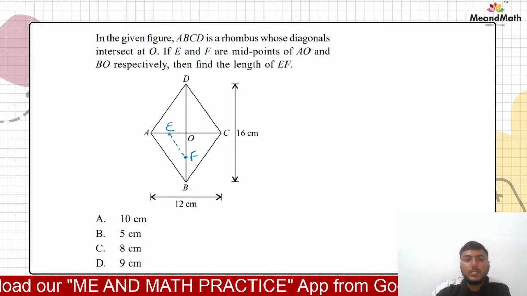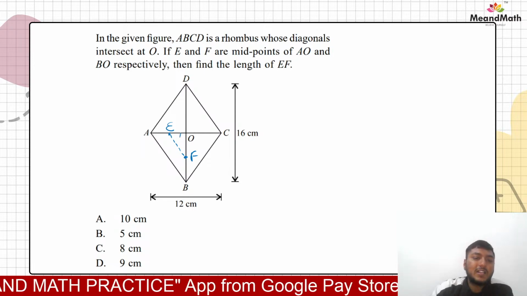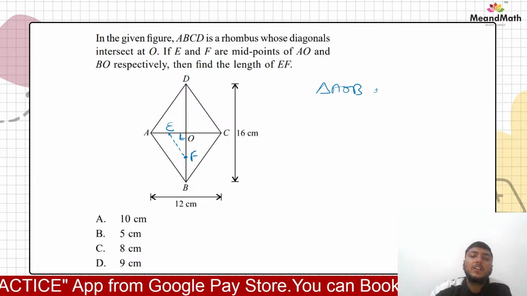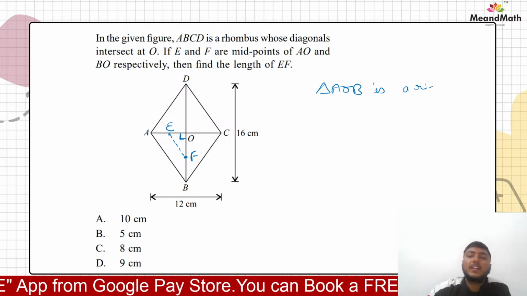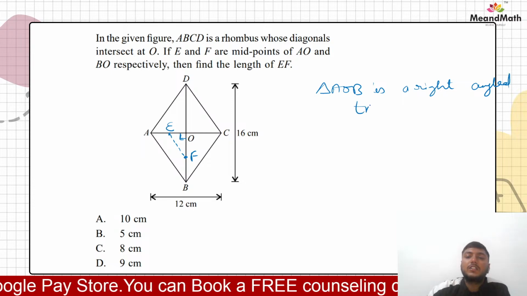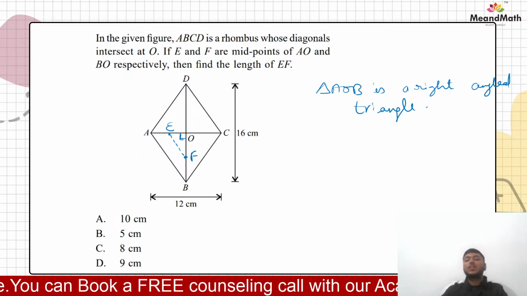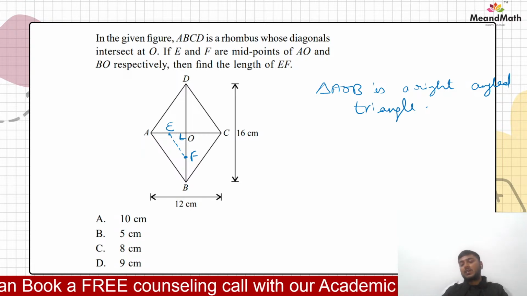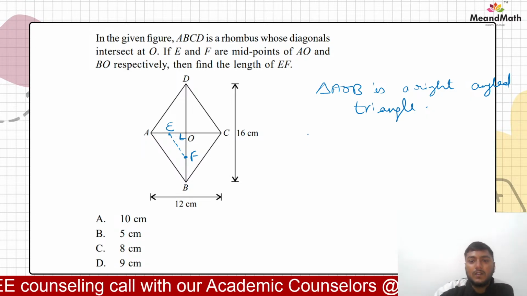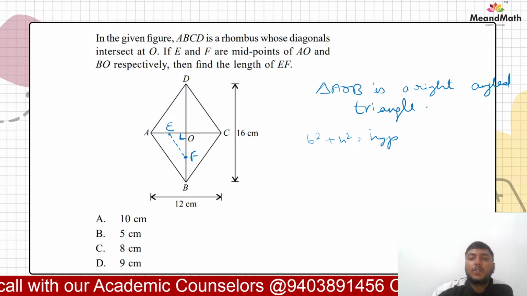So see, the diagonals of a rhombus bisect each other at 90 degrees. So triangle AOB is a right angled triangle, yes or no? If anybody who knows Pythagoras theorem can easily solve this question; whoever doesn't know it would be stuck. So what is Pythagoras theorem? Base square plus height square is equal to hypotenuse square.